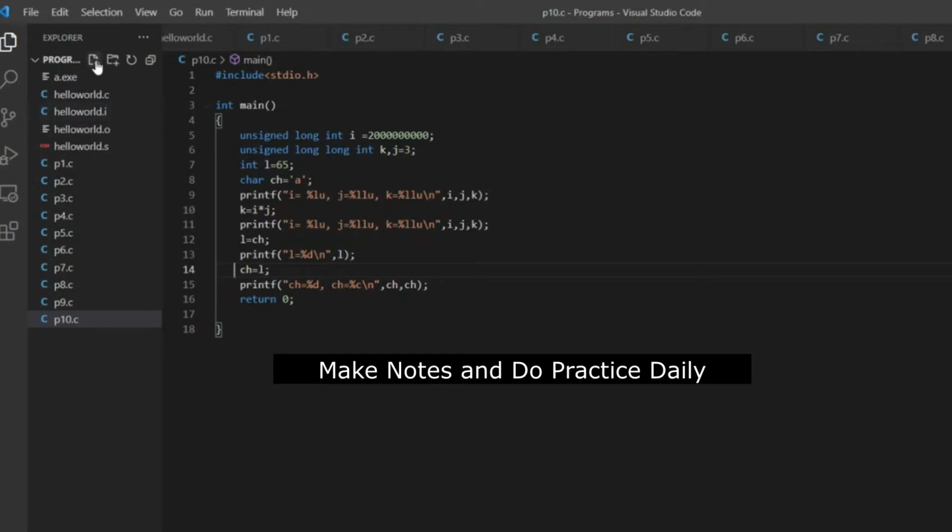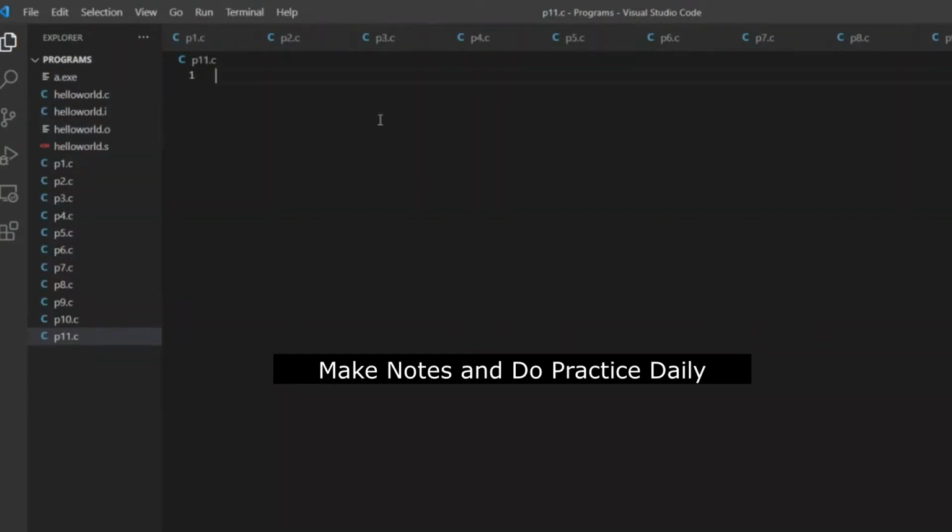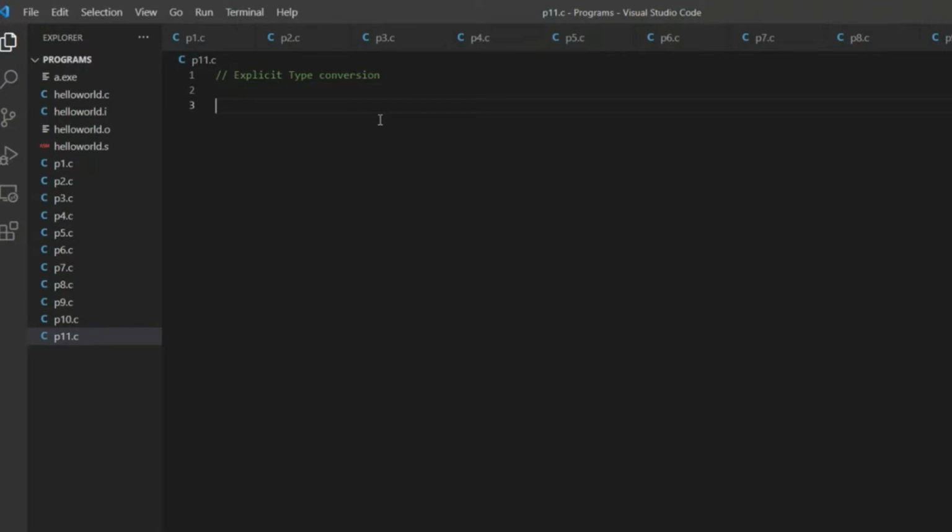Next we will see explicit type conversion. There may be some situations where implicit type conversion does not work as per our requirement. Suppose I write code: integer a is equal to 20 and b is equal to 3, and float f. Now f is equal to a divided by b. What is 20 divided by 3? 6. But we want the output in the form of float, 6.66, because I am storing in a float.